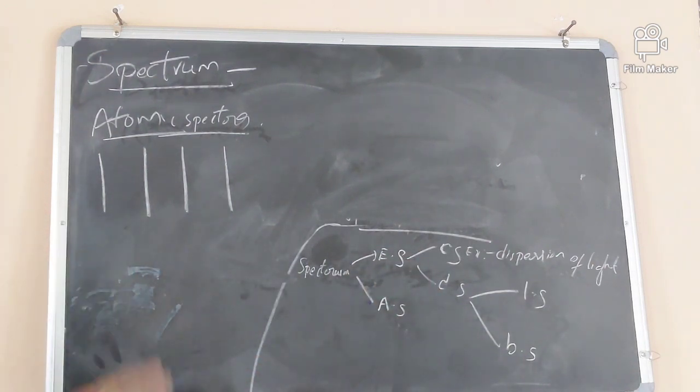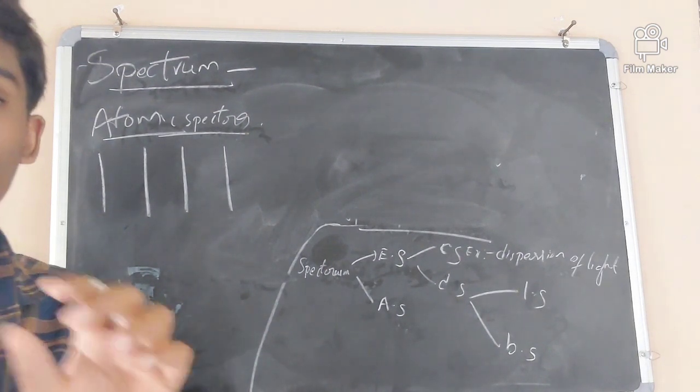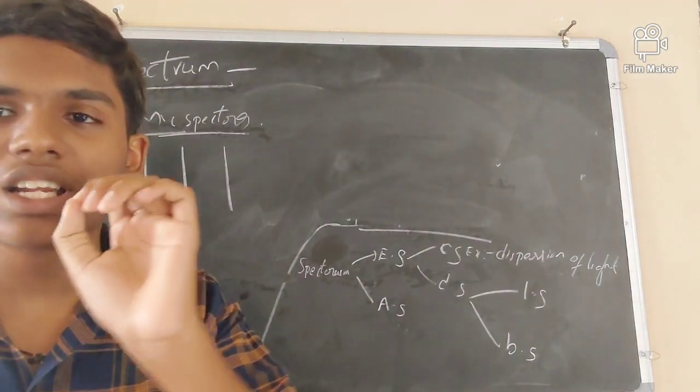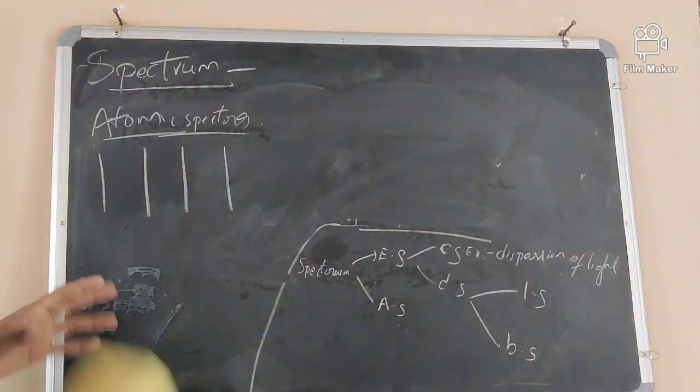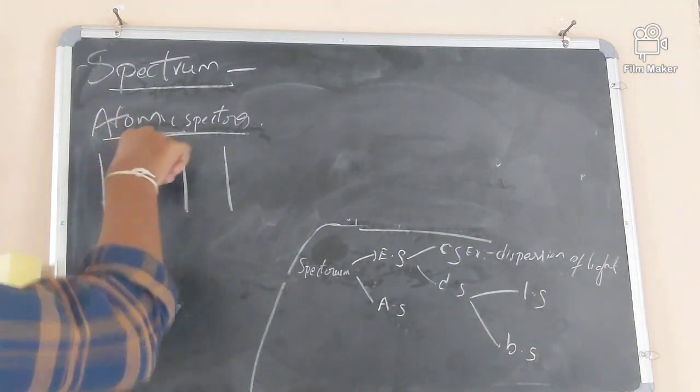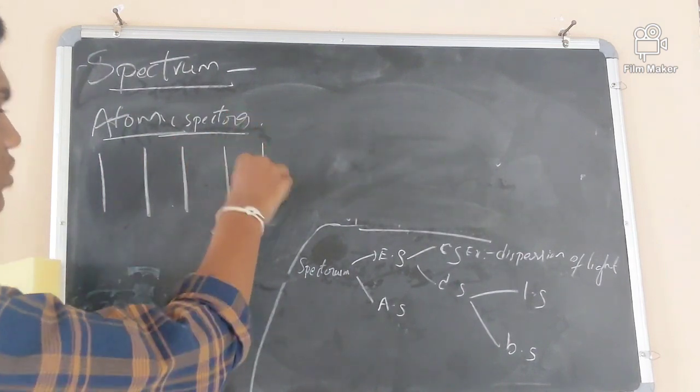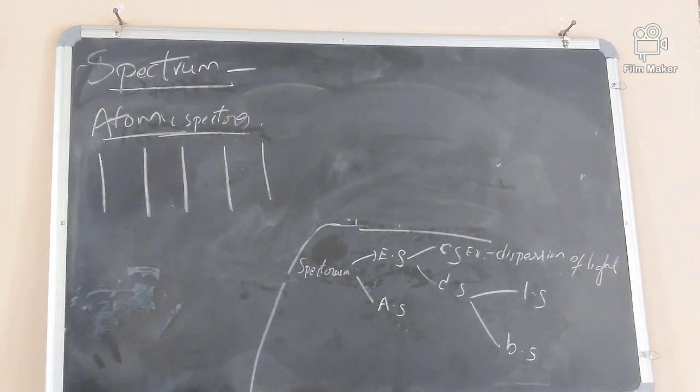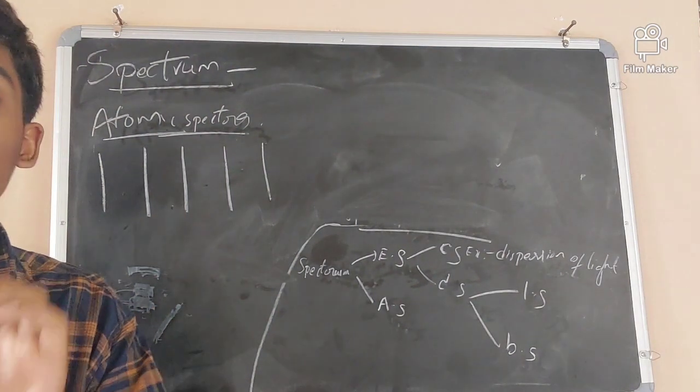Discontinuous spectrum has boundaries between colors. You can look at an image of a discontinuous spectrum on Google and you will understand very clearly. They have boundaries: this is one color, this is one color, this is one color. Like that, they have some orderly boundaries between the colors. So, atomic spectra are discontinuous. Very important point: all atomic spectra are discontinuous spectra.